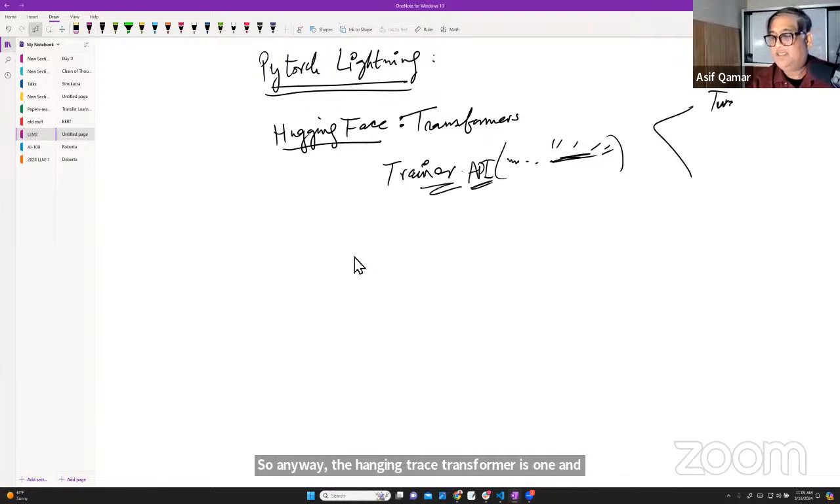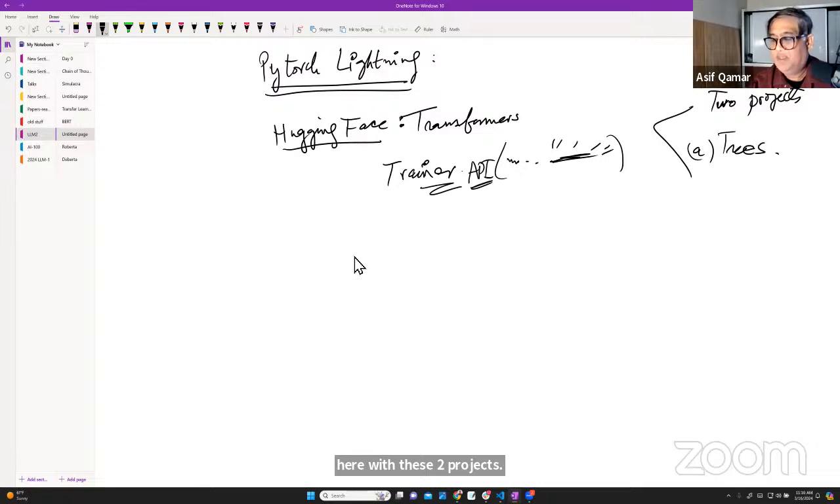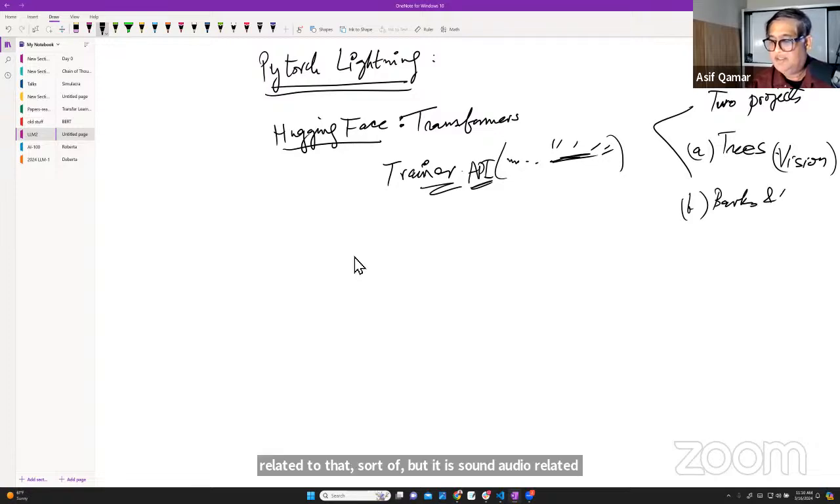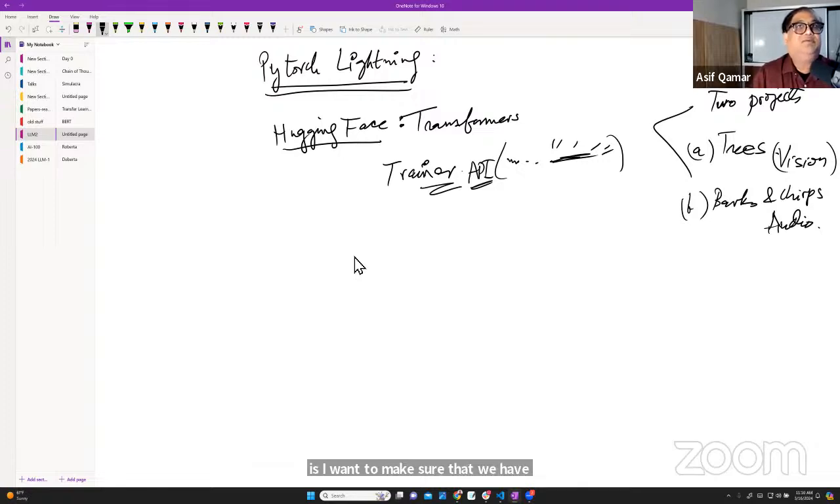In fact, the assignments that I'll give you will be 2 projects. One of them is the trees project, and it is computer vision related. The other is also related to that, sort of, but it is sound and audio related. It is about barks and chirps. The reason I'm giving 2 different things is I want to make sure that we have complete coverage from text to vision to audio, all of that, right?